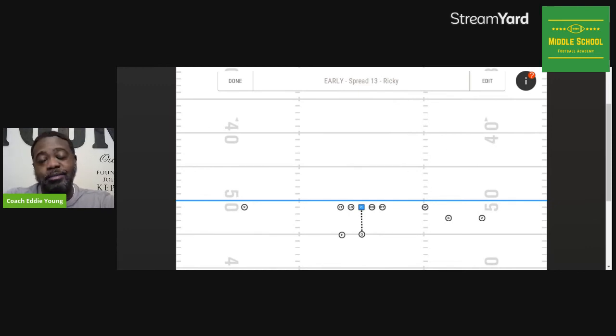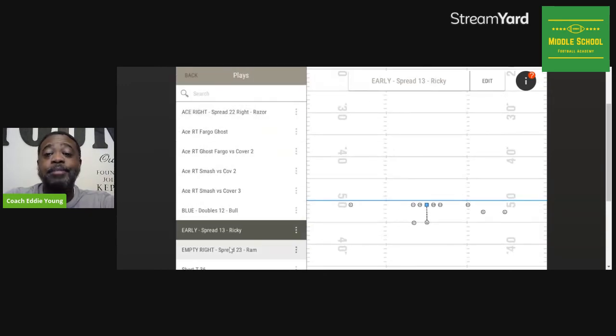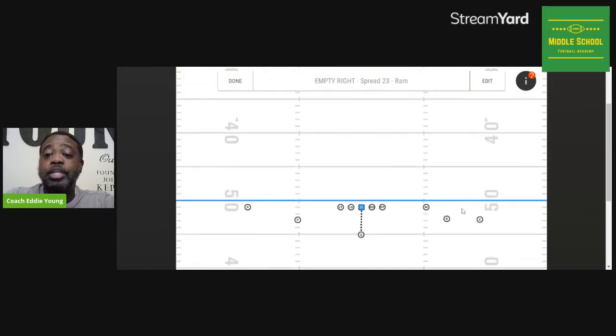The last example I'm going to show you is the empty set, empty formation. So empty right because you have your trips receivers on the right-hand side. Spread 23, two receivers on the left, three receivers on the right. Ram is another really quick example. So hopefully that all makes sense. That's something that you can put in your back pocket that you can use when you're thinking about it.